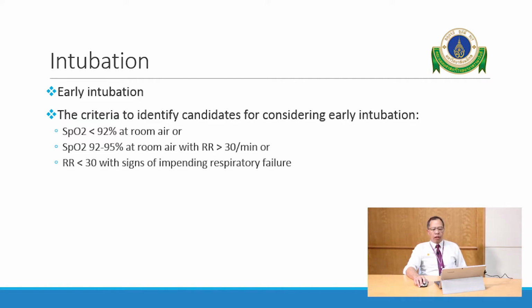The criteria I show in my slide are used for identifying candidates for early intubation. We consider intubation in patients with pulse oximetry less than 92% at room air, or pulse oximetry between 92 to 95% at room air with a respiratory rate higher than 30, or a respiratory rate less than 30 with signs of impending respiratory failure.